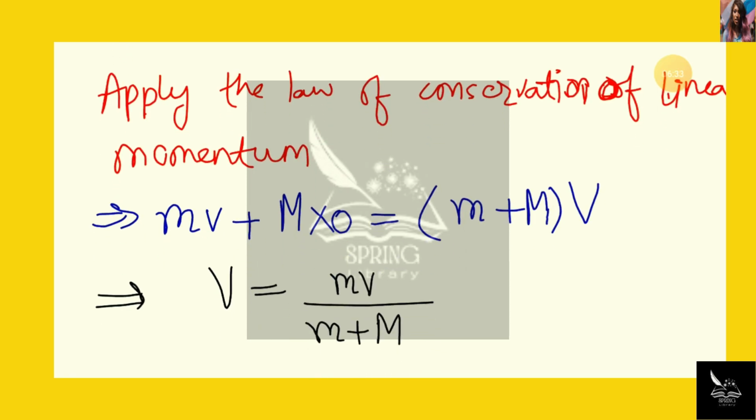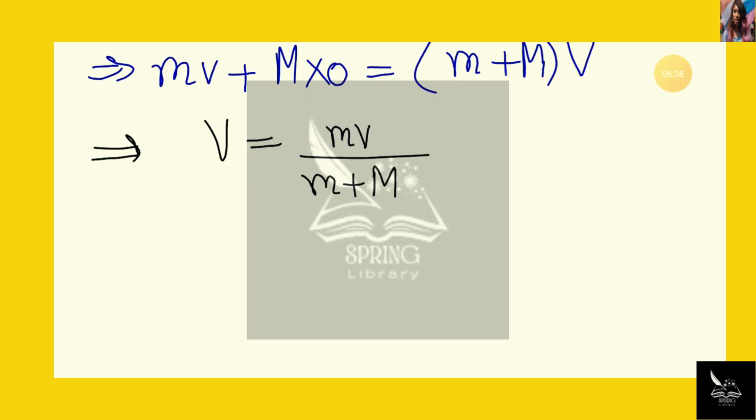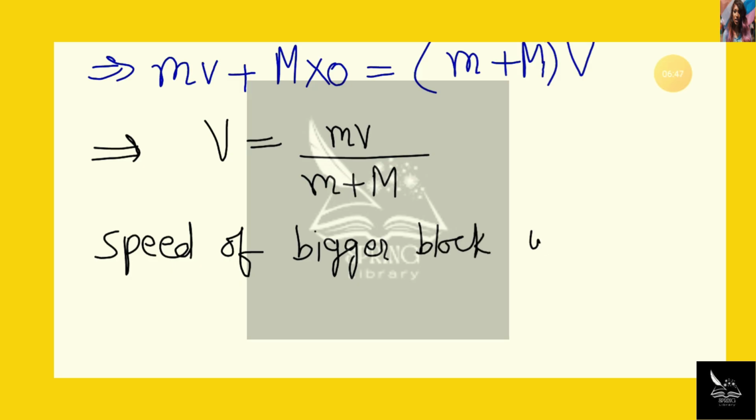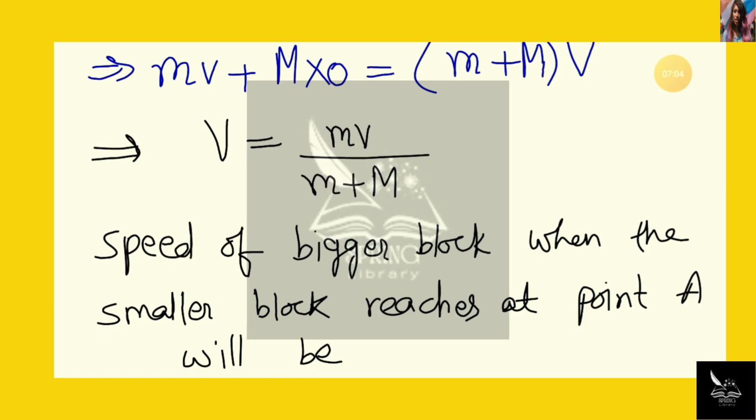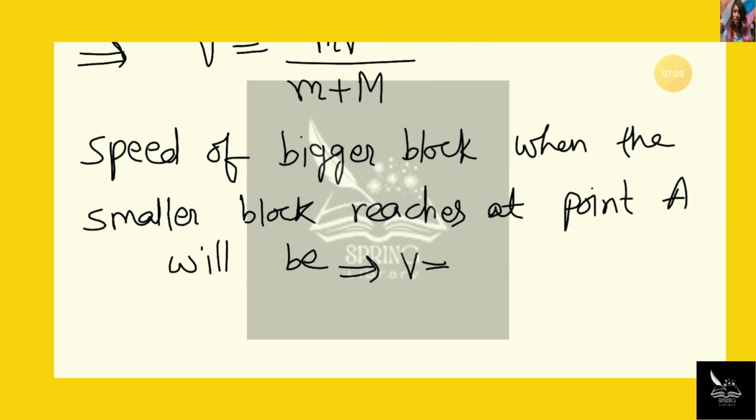So this is the answer to the given question: the speed of the bigger block when the smaller block reaches point A will be capital V, equal to small m multiplied by small v over small m plus capital M. So I have solved the question completely.